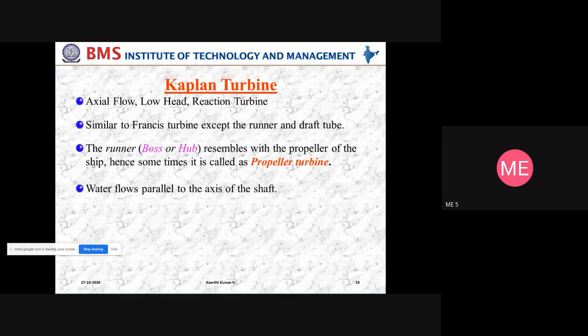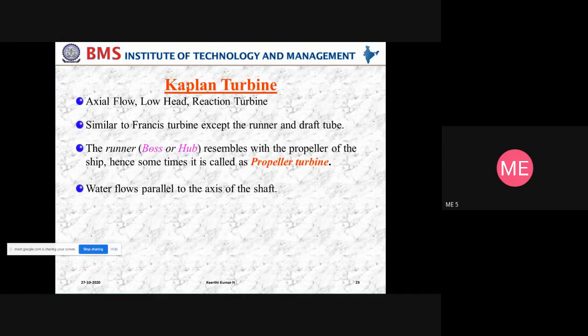Have you seen the propellers of a ship? At the front portion of the ship, there will be something like a turbine. Have you seen it? If you haven't, I'll show you that propeller. The propeller of a ship will be the same.